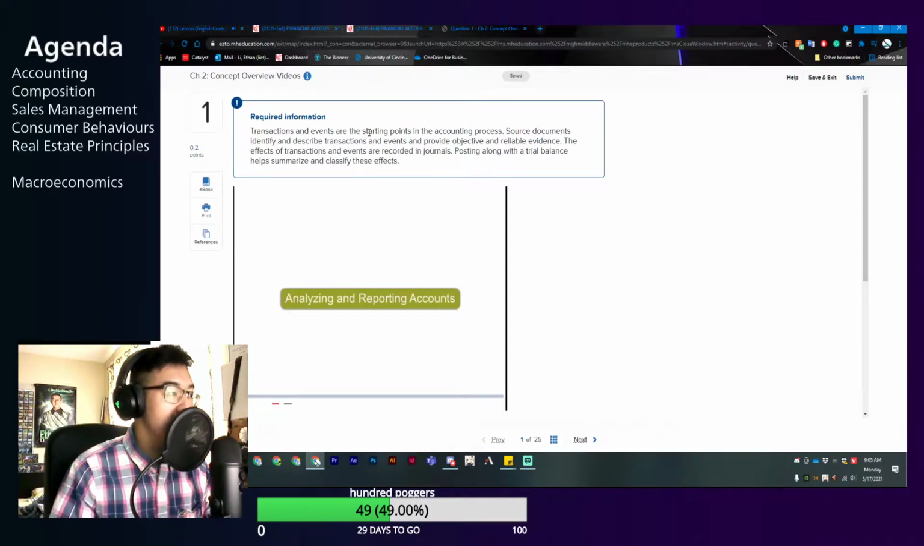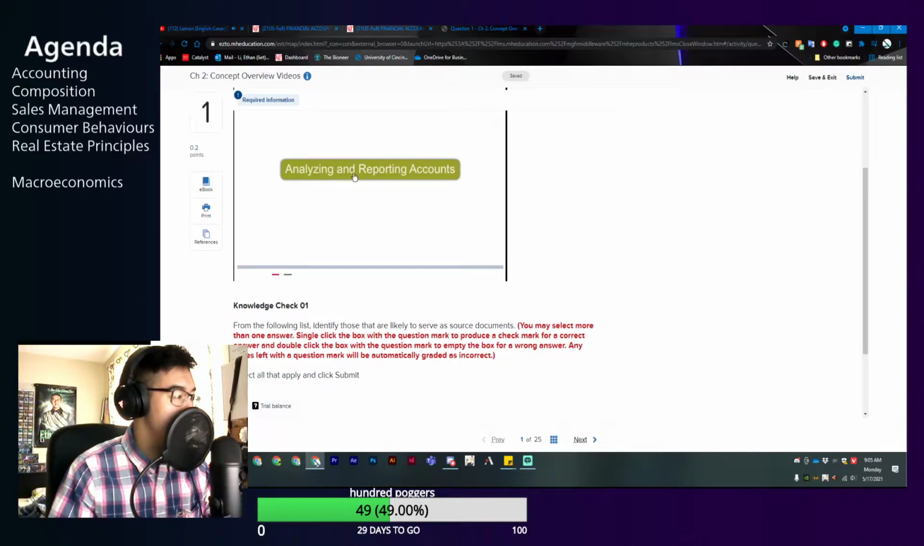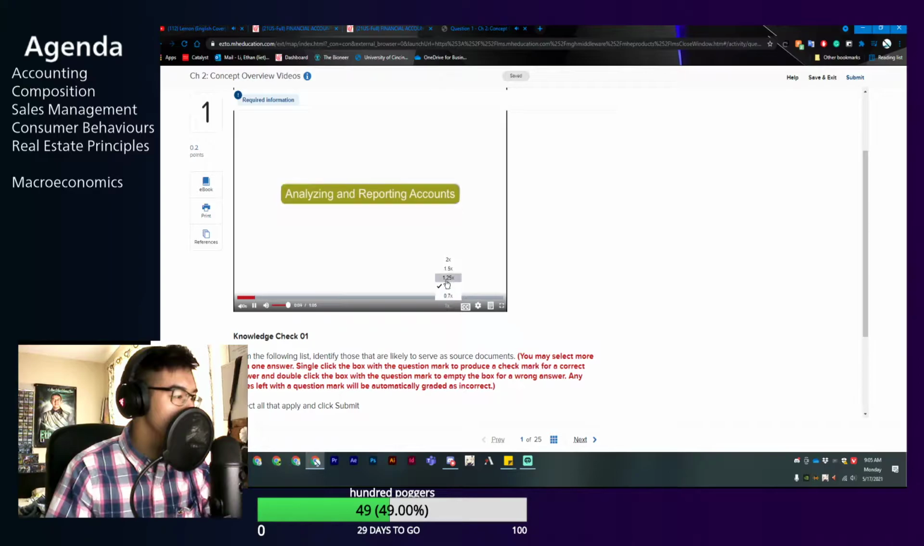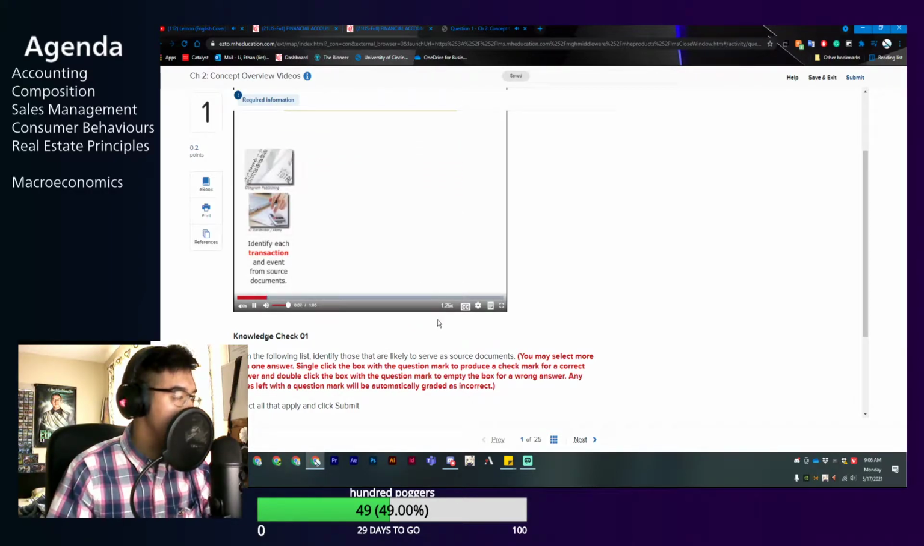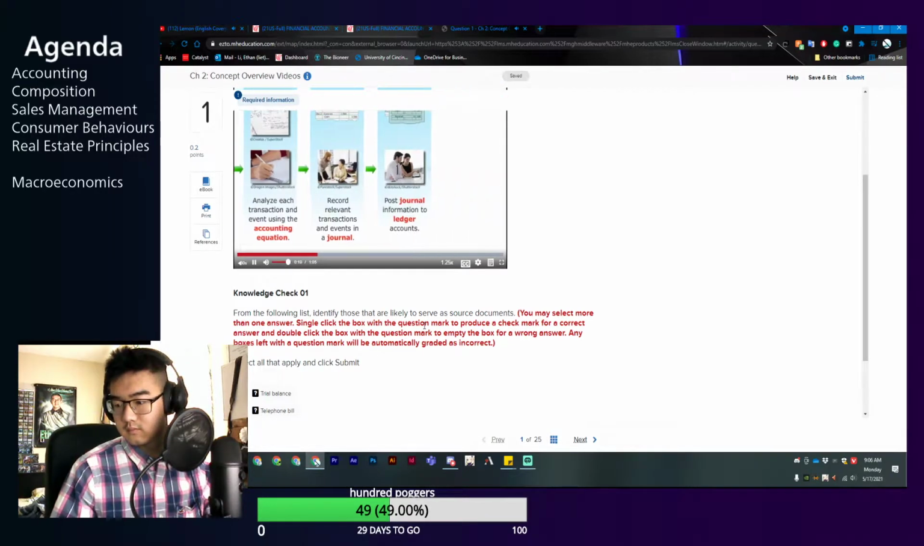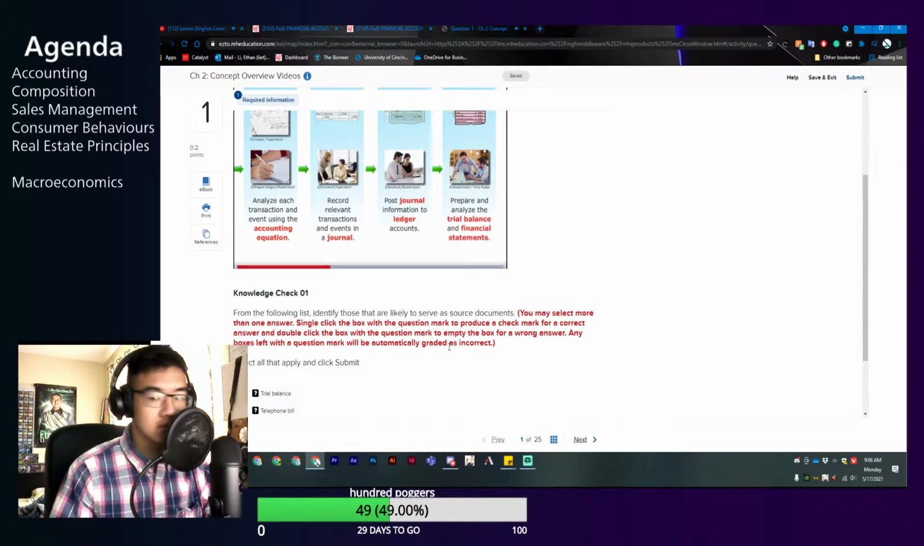Transactions and events are starting points in the accounting process. Source documents identify and describe transactions and events and provide objective and reliable evidence. The effects of transactions and events are recorded in journals. Posting along with a trial balance helps summarize and classify these events. The process to get from transactions and events to financial statements includes the following. Identify each transaction and event from source documents. Analyze each transaction and event using the accounting equation. Record relevant transactions and events in a journal. Post journal information to the ledger accounts. And prepare and analyze the trial balance and financial statements.